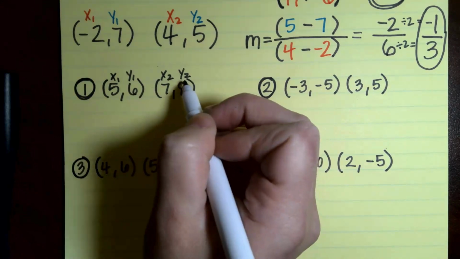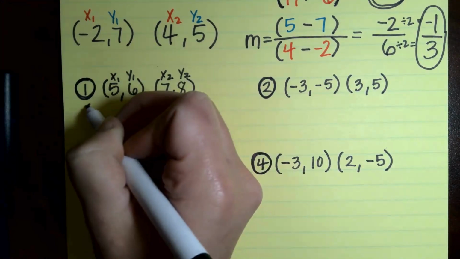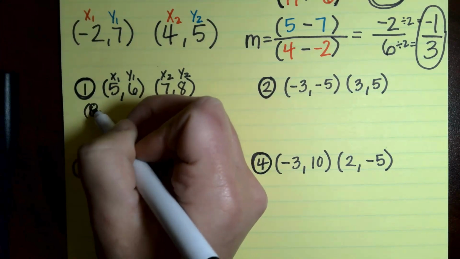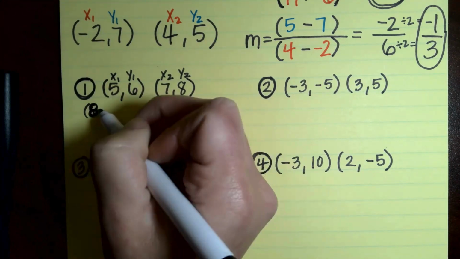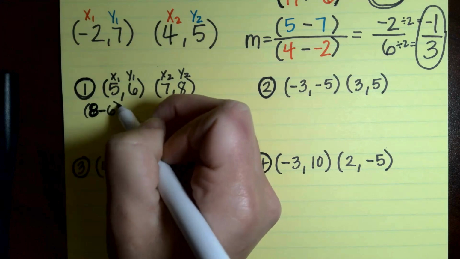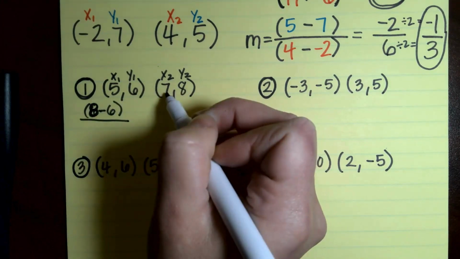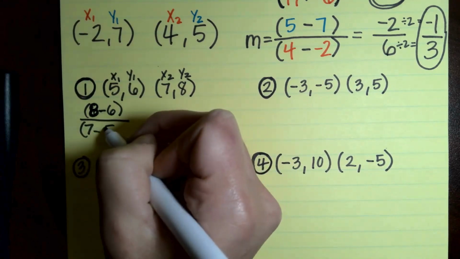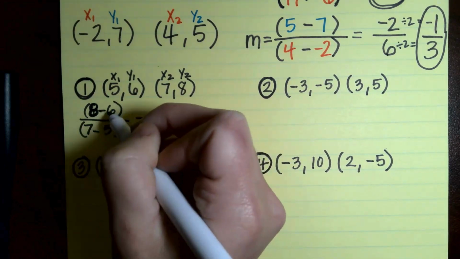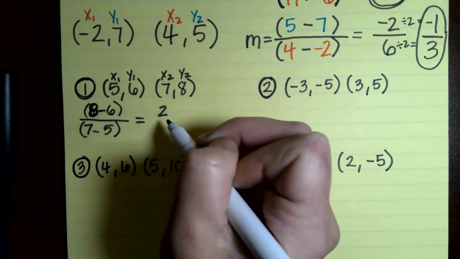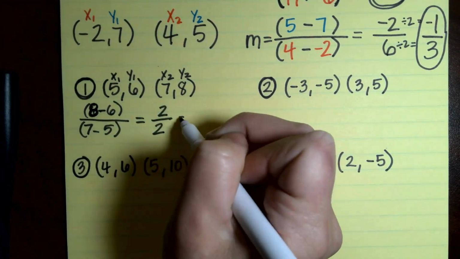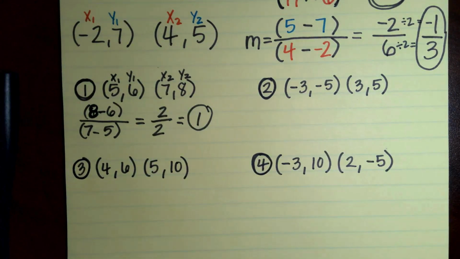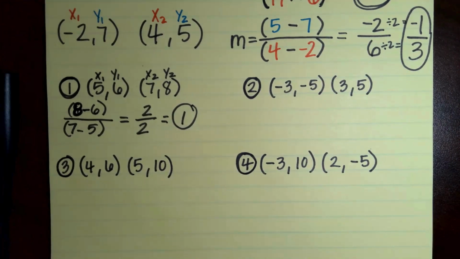So we do y2 minus y1, so 8 minus 6. Oops, I wrote it wrong, guys, sorry. 8 minus 6 over x2 minus x1, 7 minus 5. And 8 minus 6 is 2. 7 minus 5 is also 2. And that is equal to 1. Very good job, guys. Okay, let's check out number 2.